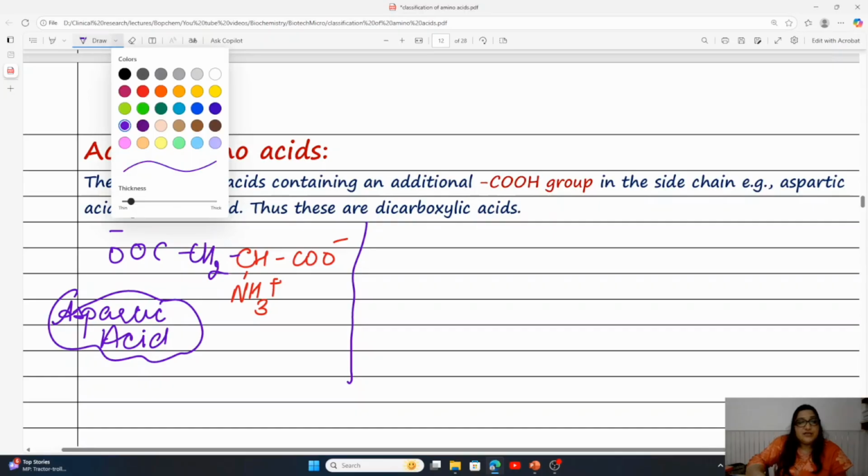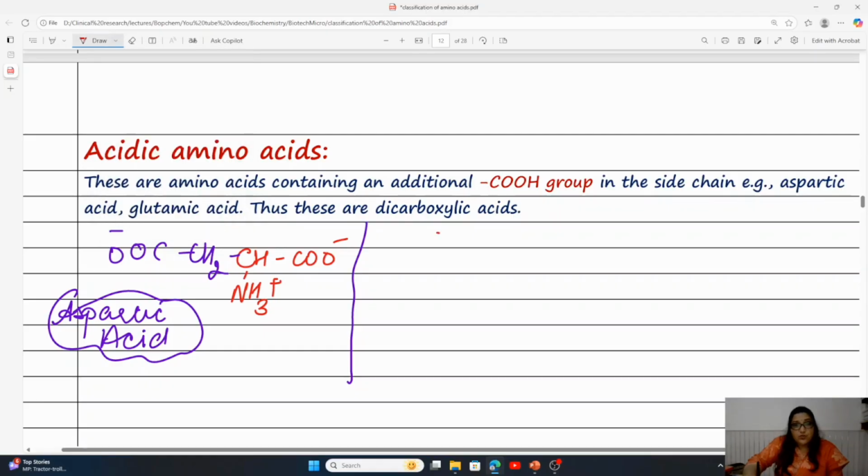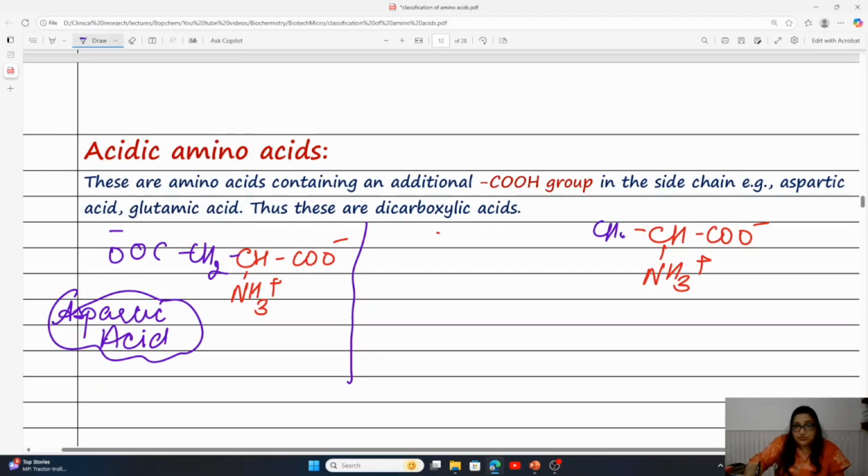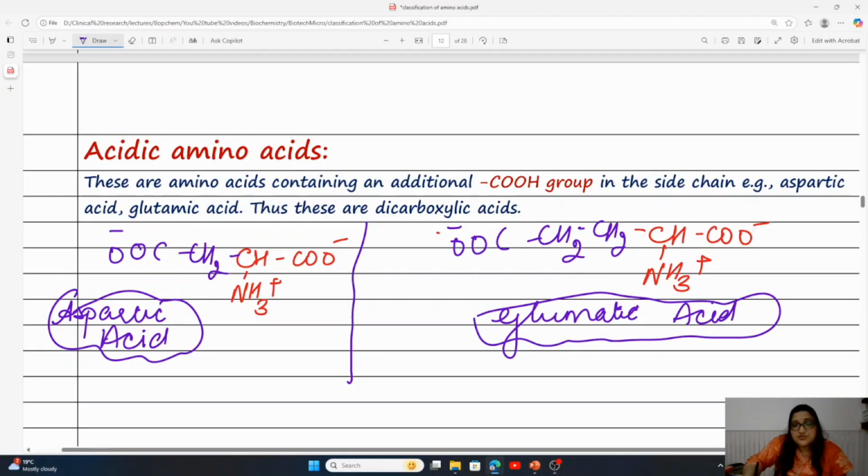Another one was glutamic acid. What was glutamic acid? It goes like this. The basic structure, CH, COO negative, NH3 positive, and now it goes like CH2, CH2, COO negative. Very easy. See why it's easy? Because we are only adding alkyl groups or CH2 groups.